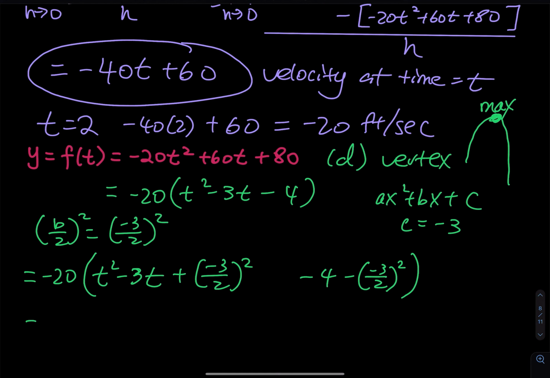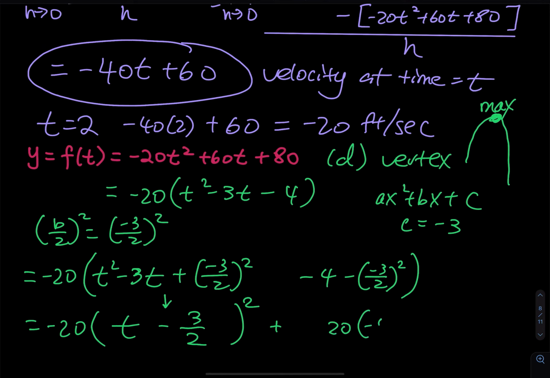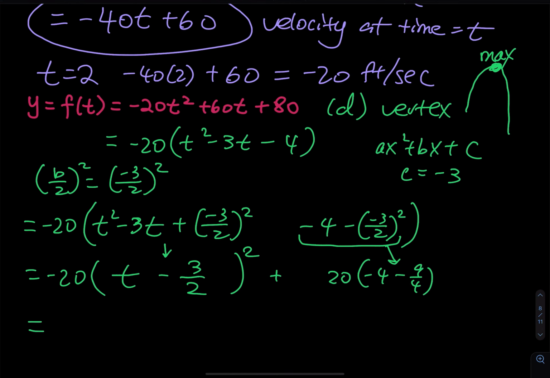Okay, and then you have a negative 20. So for this piece, I will bring the variable down, and then everything inside the parenthesis down, and then you push the square outside. And then for the rest, you will add a 20 times whatever that is. So that is negative 4 minus 9 over 4. So this piece goes here. And then you have negative 20 times t minus 3 over 2, squared. So overall that is equal to 125.